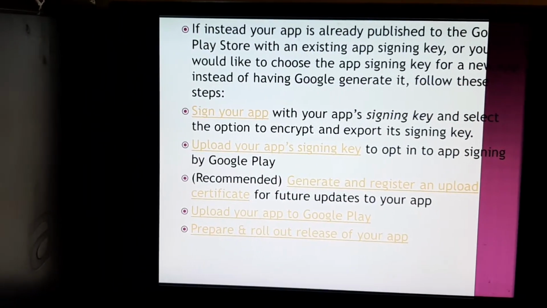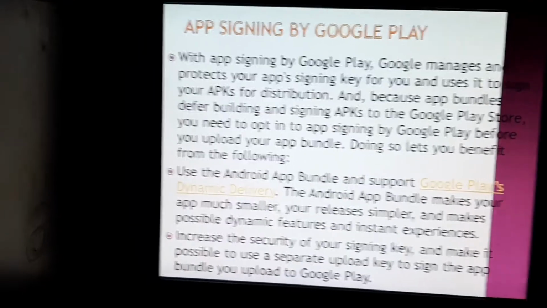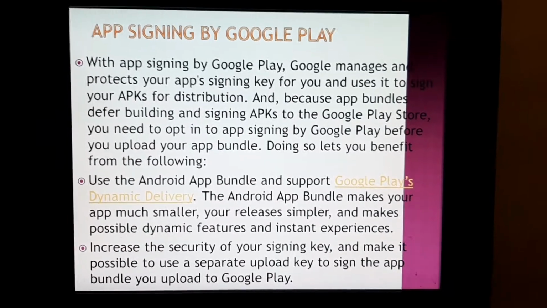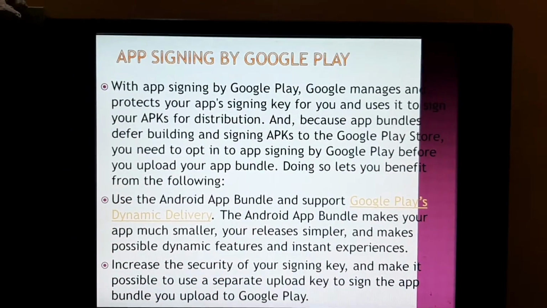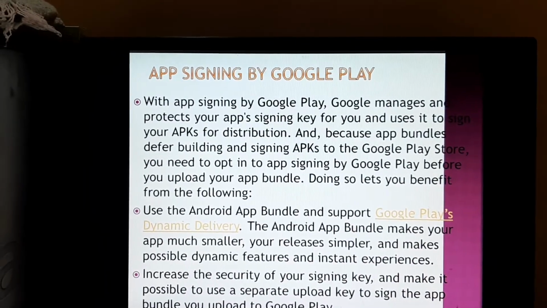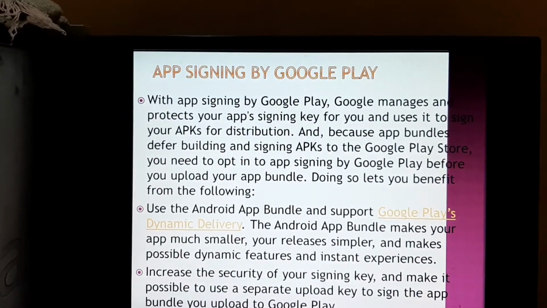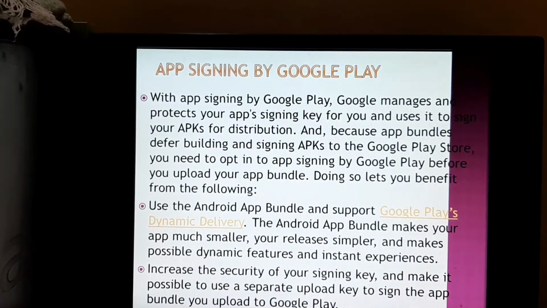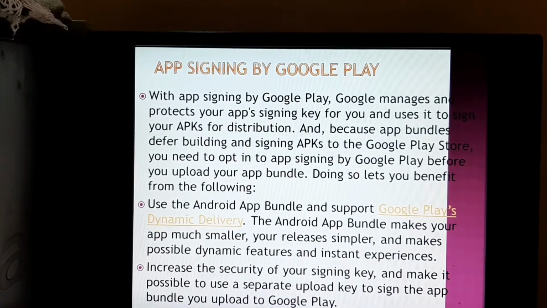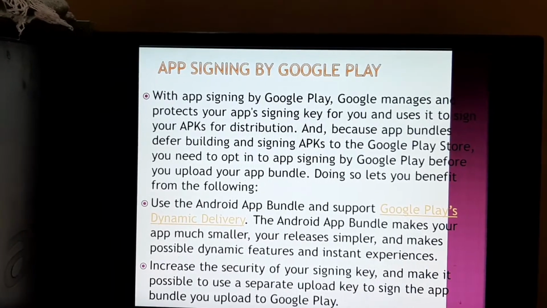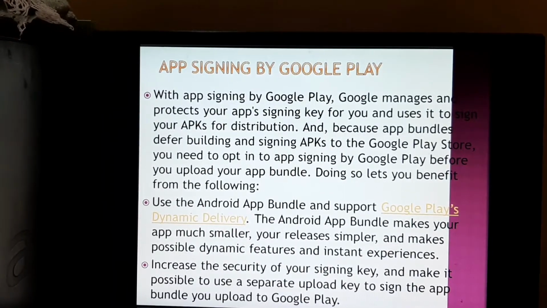Now we are going to see app signing by Google Play, and how Google signs the app. With app signing by Google Play, Google manages and protects your app signing key for you and uses it to sign your APKs for distribution. And because app bundles defer building and signing APKs to the Google Play Store, you need to opt into app signing by Google Play before you upload your app bundle. Doing so lets you benefit.